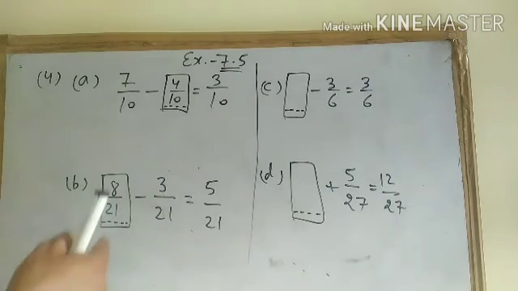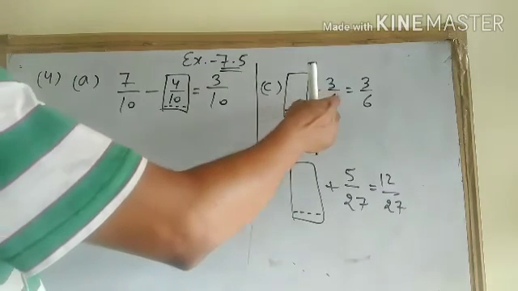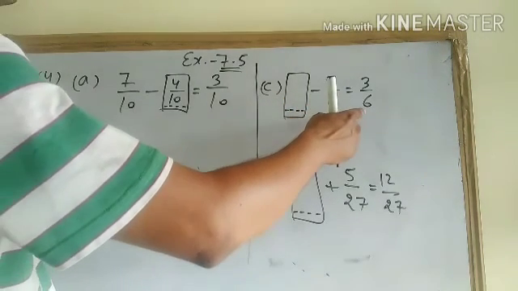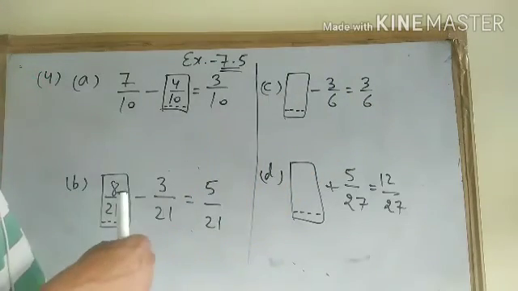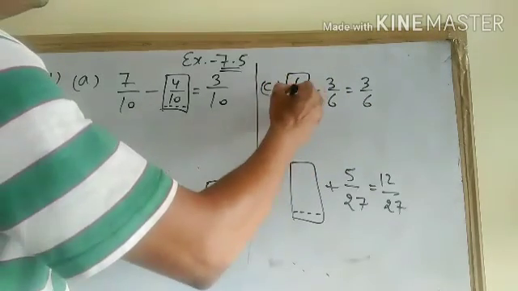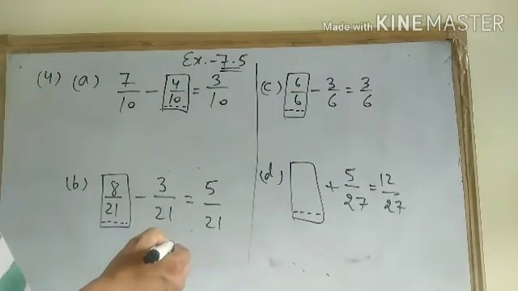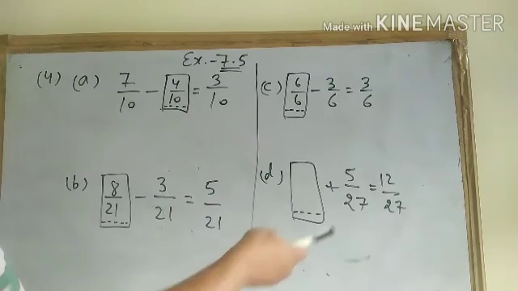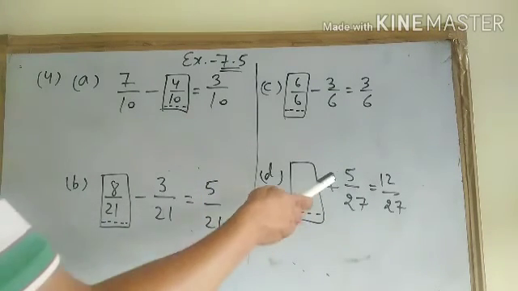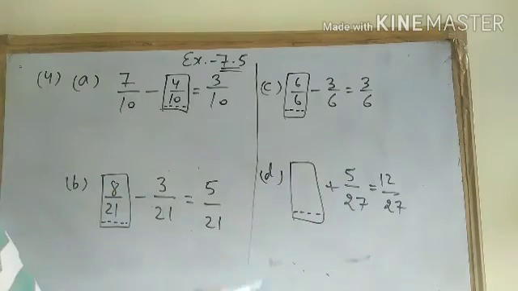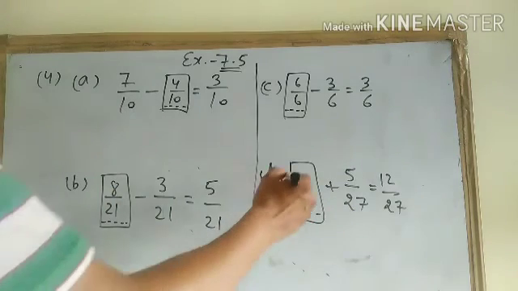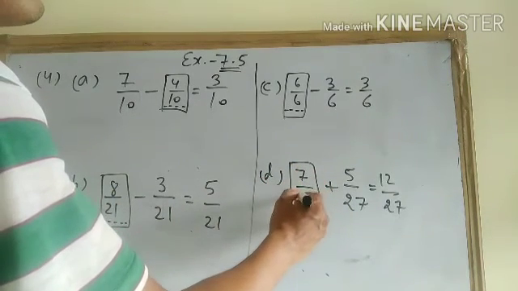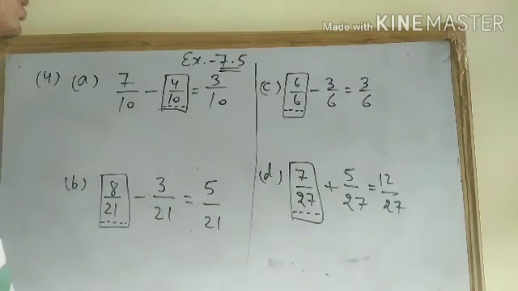Then in the next problem, 3/6 must be subtracted from something so that we get 3/6. It means we will write here 6/6. So if we subtract 3/6 from 6/6, you will get 3/6. Then 5/27. So how much should we add to 5 so that we get 12? I think we should add 7, so we will write here 7/27. So this was your question number 4. Hope you can understand. Let's take question number 5.